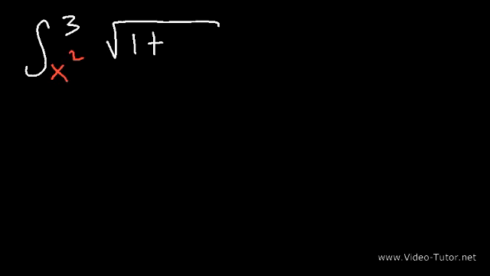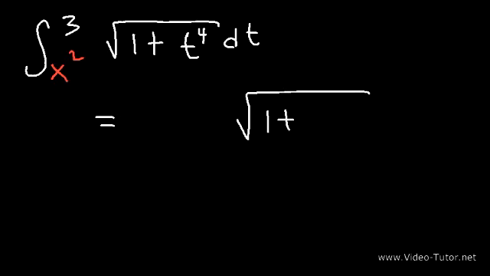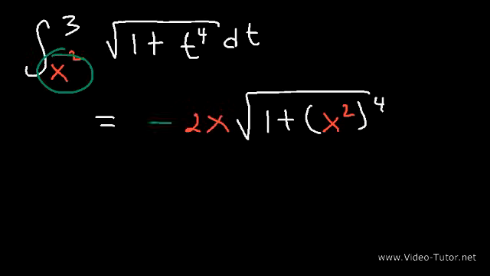Now what about this one? Let's say the x squared is on the bottom. And let's say it's square root 1 plus t to the fourth. So once again, we're going to replace t with x squared, and multiply by the derivative of x squared, which is 2x. But because it's on the bottom, there's going to be a minus sign in front of it.